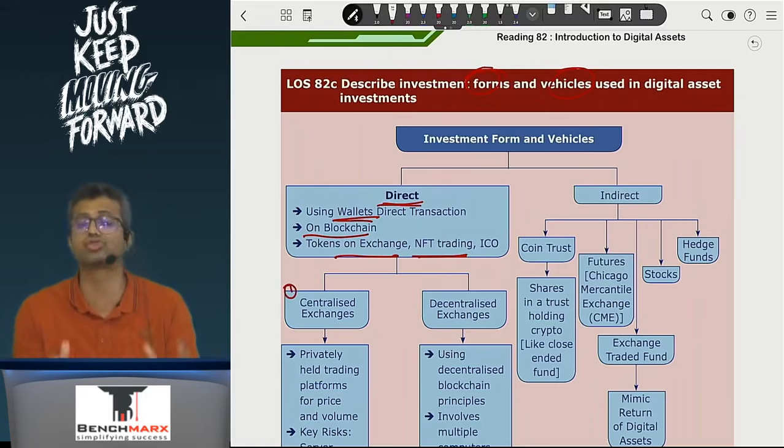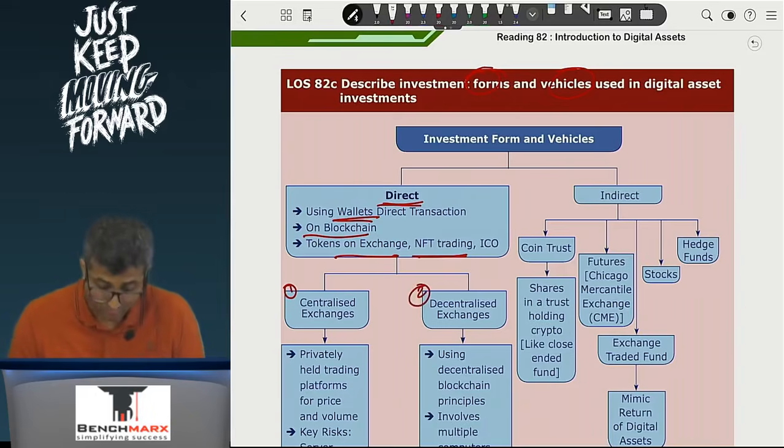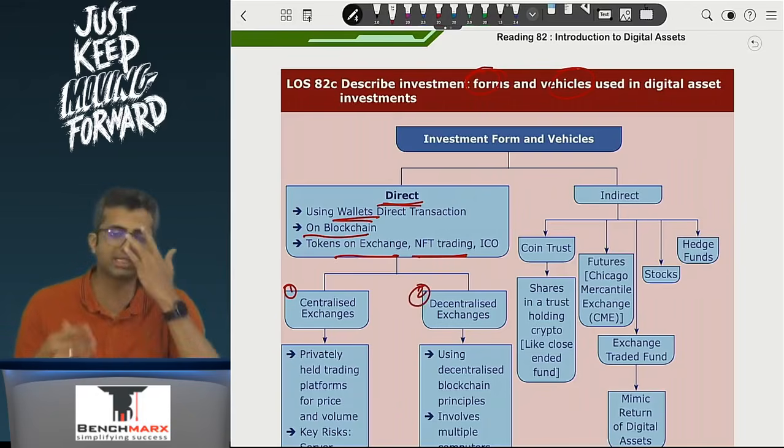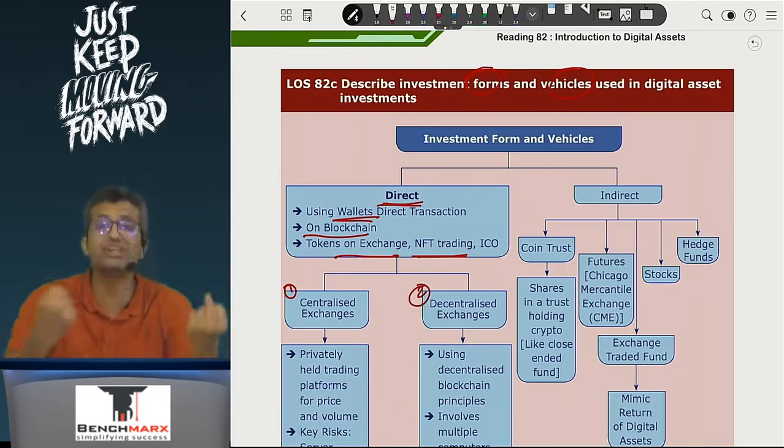These are exchanges where Bitcoin, Solana, Ether, all of these are traded, where price, data, volume, all of that is given. And second, using decentralized exchanges, where you will have some DApps or decentralized apps through which you can buy.